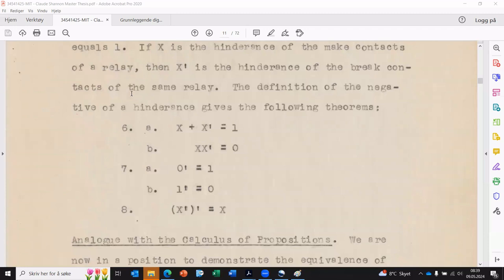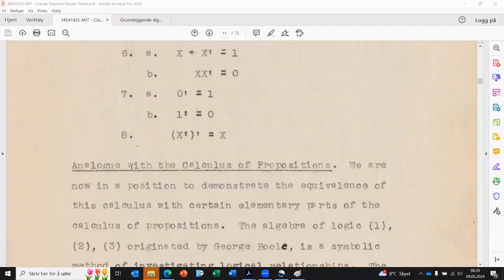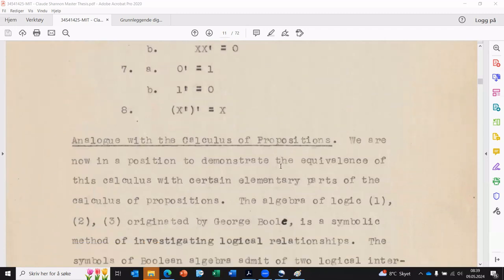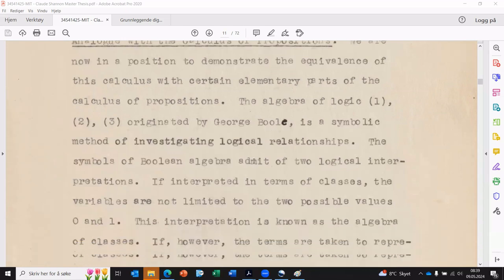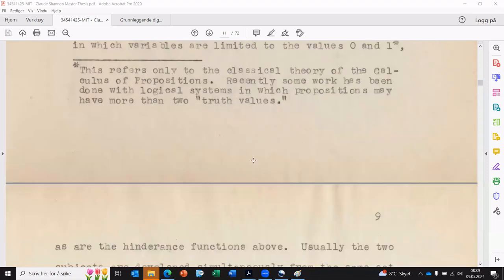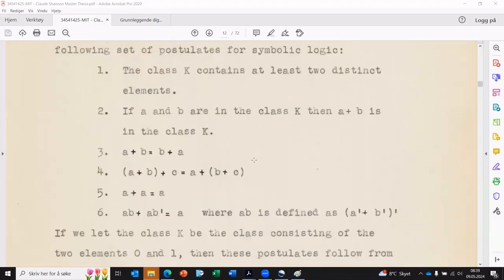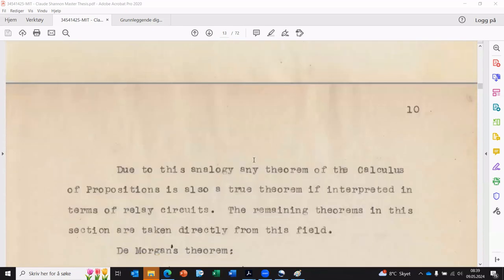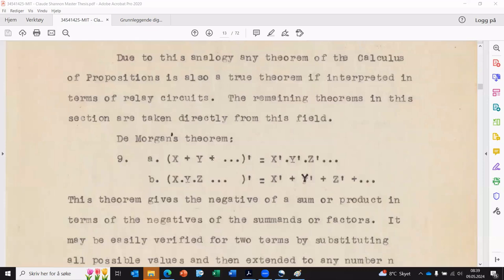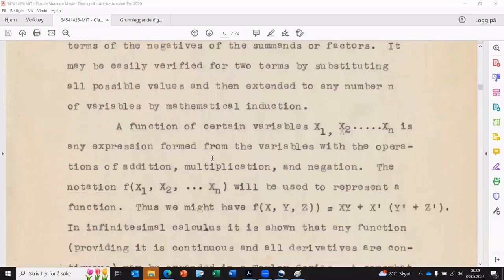And here you have some more. And then he also says that this is very analogous to the calculus of propositions, which is Boolean algebra. Here's George Boole, and he's telling us that. We have already seen it. And then he digs a little deeper into that. We will not go through that. And here De Morgan turns up, that we also have the pleasure of using.